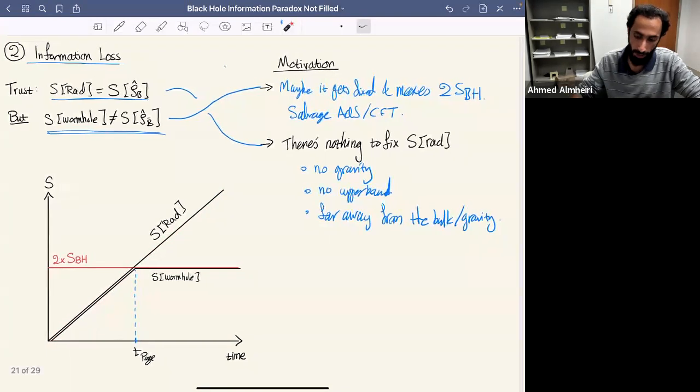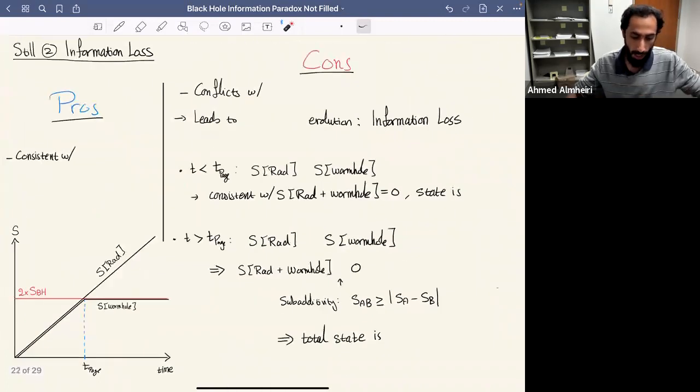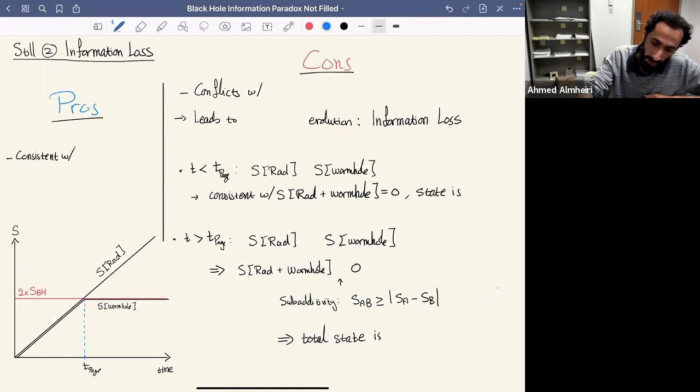Now let's talk about the pros and cons, if there are no immediate questions. Okay, so still on the information loss story, the pros is that it's consistent with the central dogma. In particular, the number of states is still e to the whatever S Bekenstein-Hawking, or maybe 2 S Bekenstein-Hawking. So that's great. As for the cons, well, it conflicts with the central dogma.